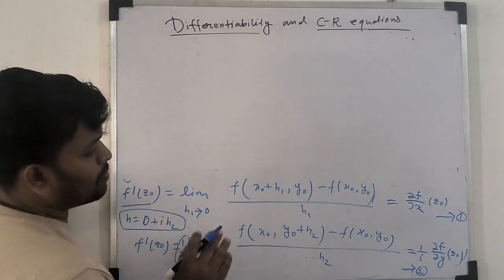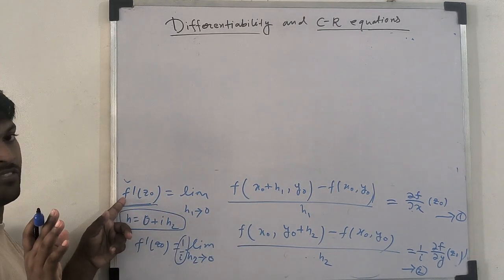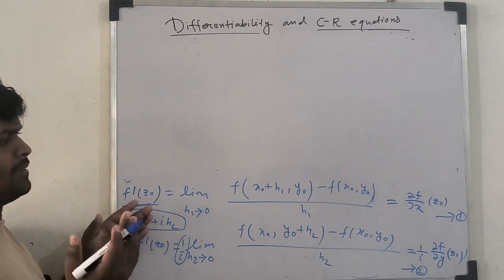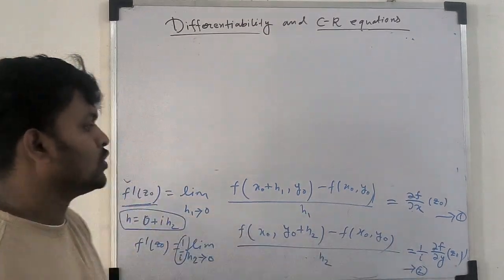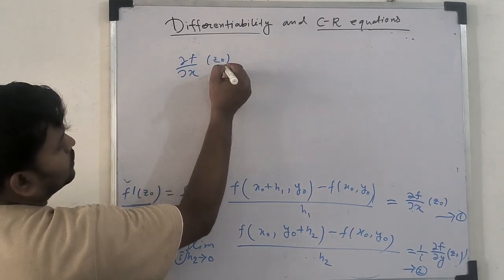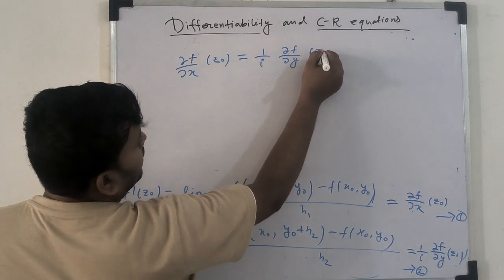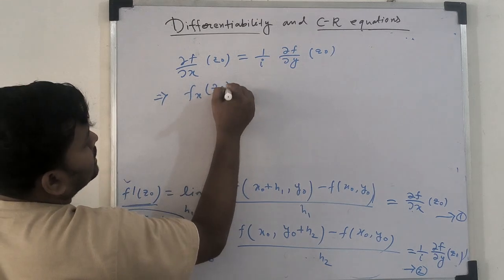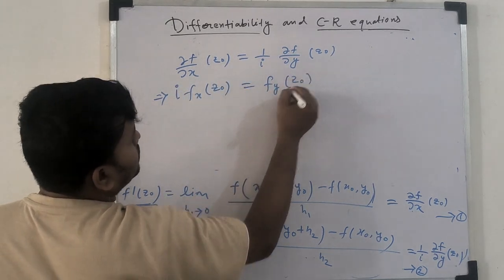As this limit is path independent, why path independent? Because f is differentiable at z0, so the limit exists, which means the limit is path independent. So for two different paths we get two different values, and these will be equal, that is del f del x at z0 equals 1 by i del f del y at z0. So you can write from here f x at z0, and i is multiplied here, and this is f y at z0.